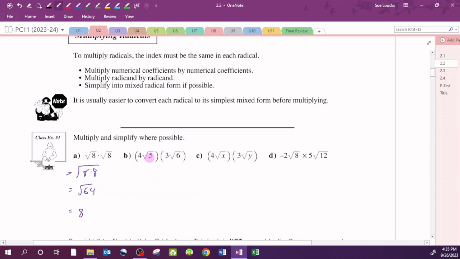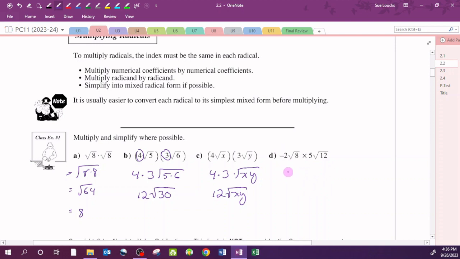And this one, you're going to go 4 times 3. So you're going to take the coefficient parts, and then you're going to go times root 5 times root 6. So this is going to be 12 root 30. And then you're always going to check and see if you can simplify or reduce that. But 30 is not something that can be changed into a mixed radical. Here, this is going to be 4 times 3 times root x times root y, so we get 12 root xy.